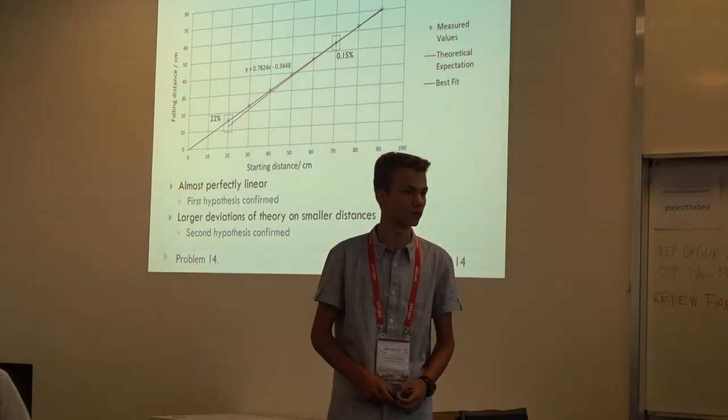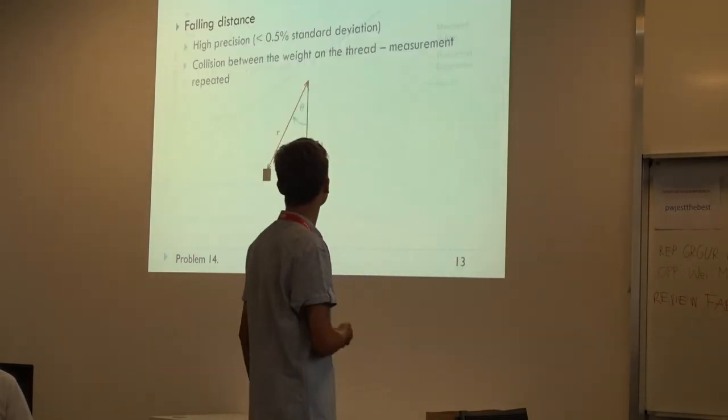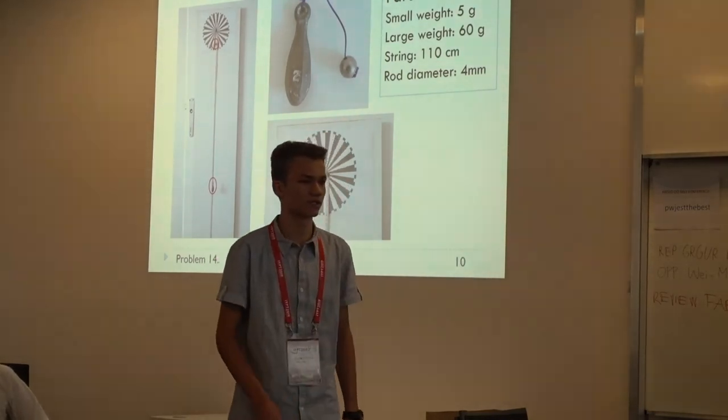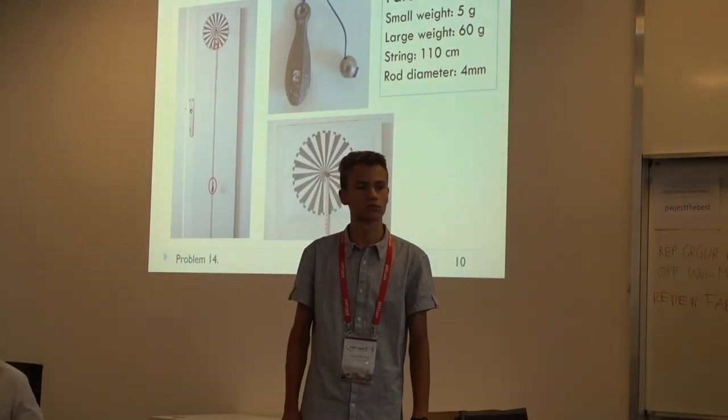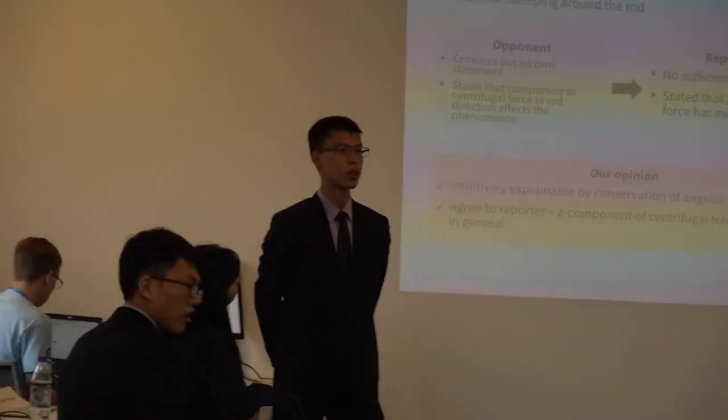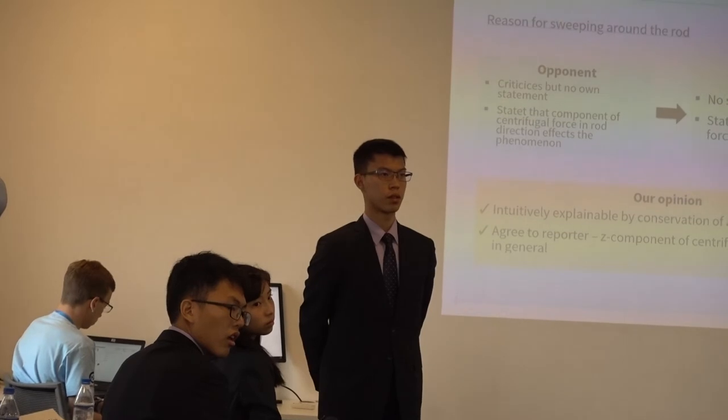What was the ratio, roughly? It was 12 to 1, 5 grams and 60 grams. So a question for the opponent: is mass ratio an important parameter? I agree with this. Okay, next question maybe?